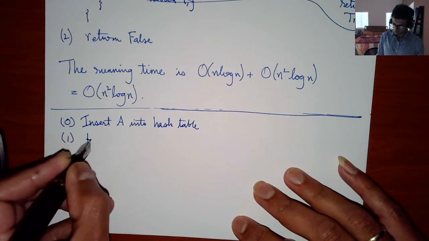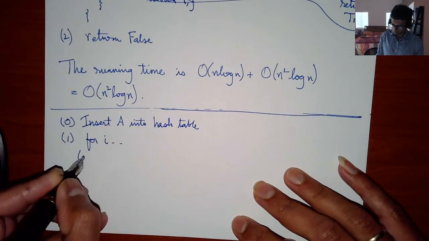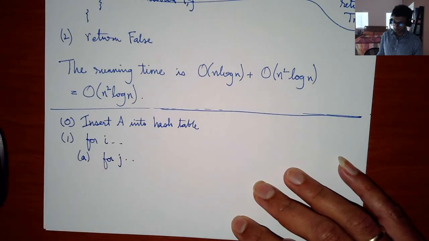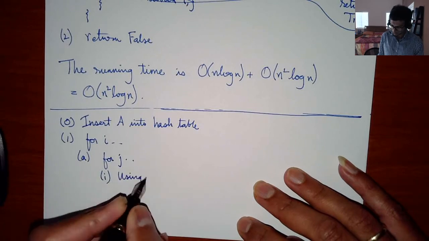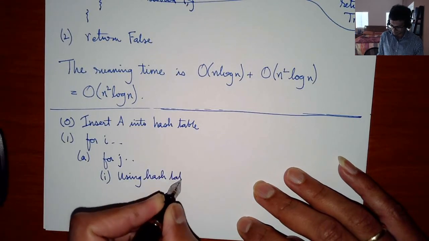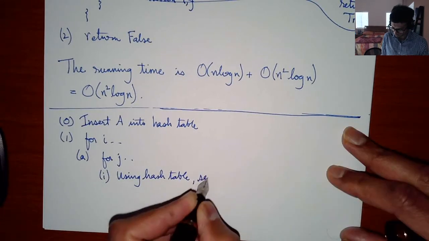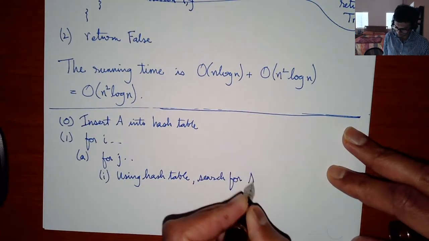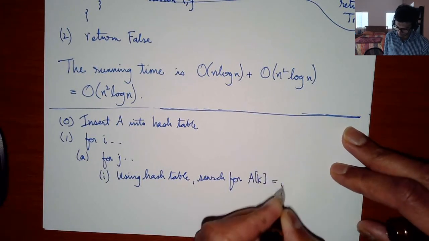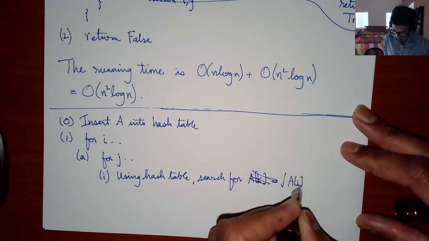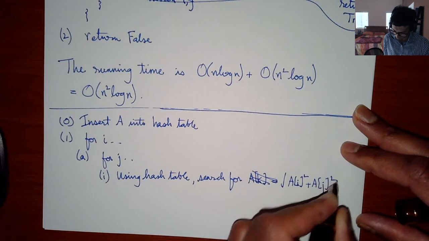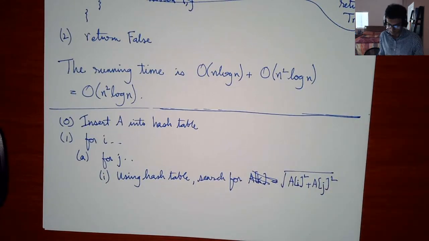Step 1 is the for loop on I, the for loop on J, and then using the hash table, search for AK being, or search for, I shouldn't say AK, search for the square root of AI square plus AJ square. And you can also afford to sort.